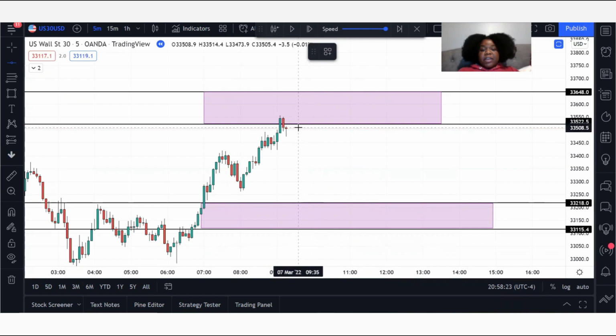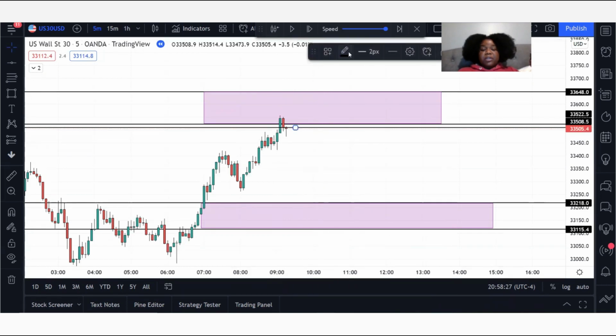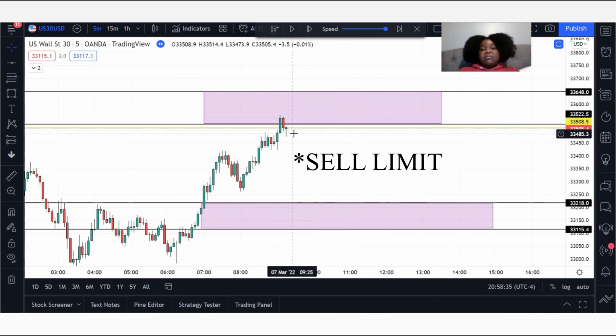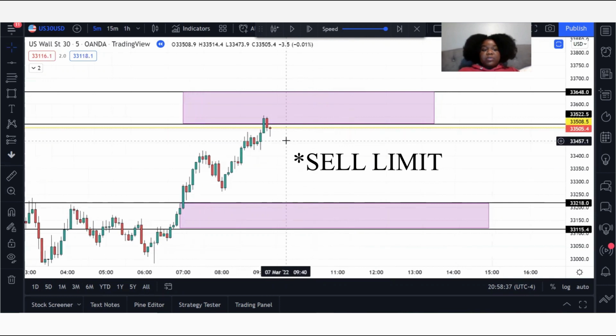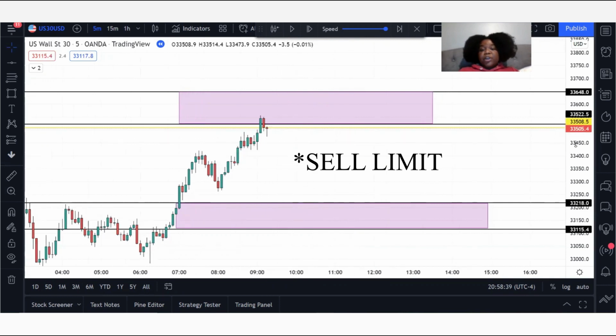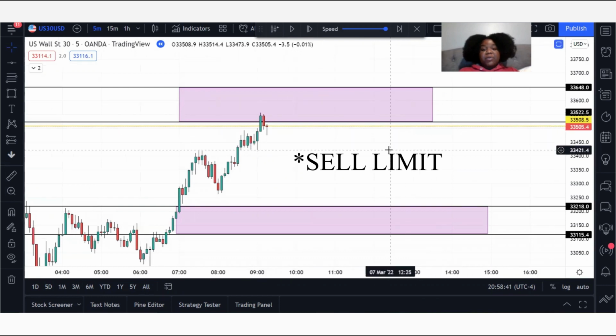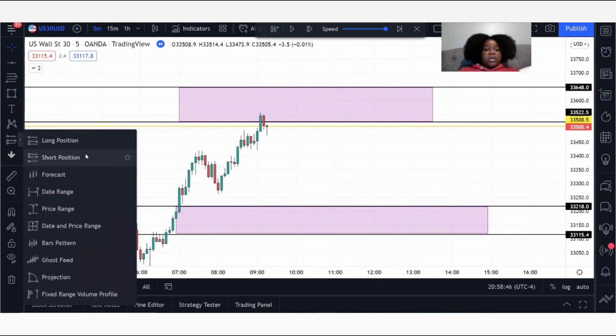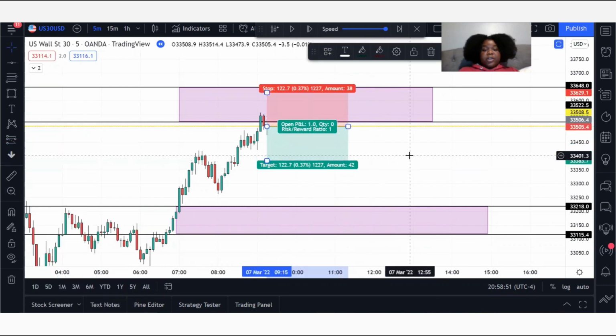Maybe you could have it right here. Let me make it a different color. But this is what I'm saying though. Okay, it's yellow. So right where the yellow is, that would pretty much be your sell limit. But look at where the candle just closed. It's pretty close to where you would be setting up your sell limit anyway. So just go ahead and get in the trade for the sell, you know.